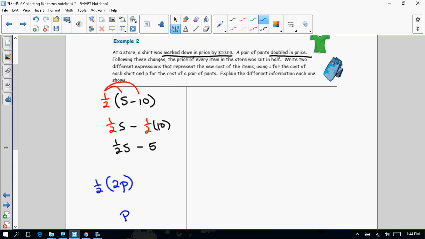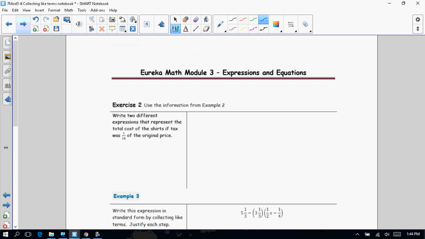All right, let's go to page 45. All right, page 45. It says, write 2 different expressions that represent the total cost of the shirts if tax was 1/10 of the original price.